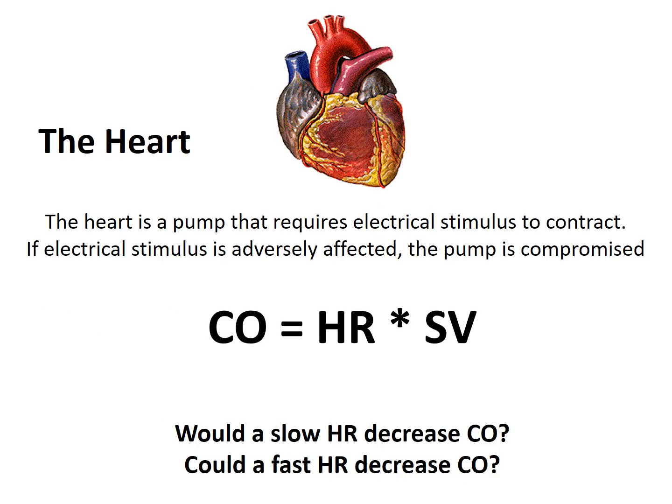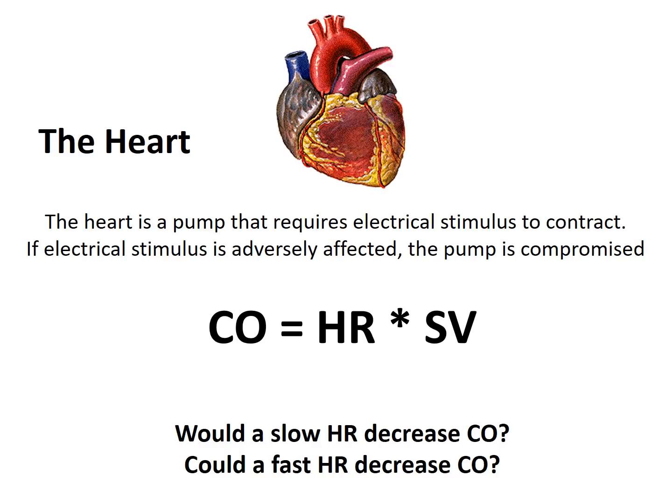So let's talk about rhythm and heart rate and how that can adversely affect cardiac output. So remember our equation, cardiac output is heart rate times stroke volume. So if we think about this just mathematically, a slow heart rate would drop cardiac output, and a fast heart rate could increase cardiac output, but too fast of a heart rate could also decrease cardiac output. And why is that? If the heart is beating so quickly that there's not enough time for the ventricles to fill, there's going to be inadequate stroke volume.